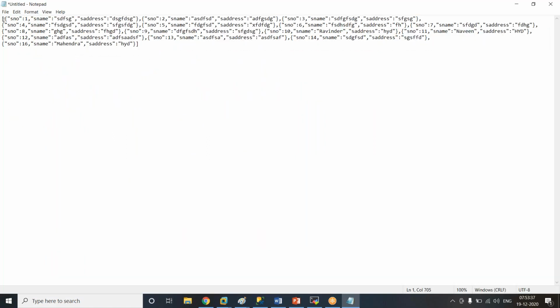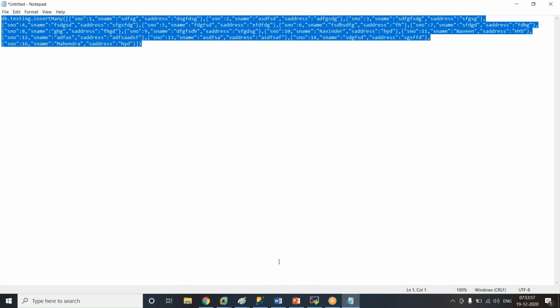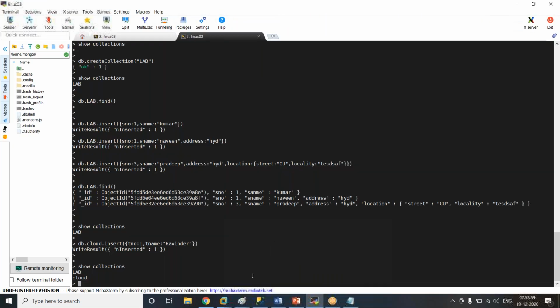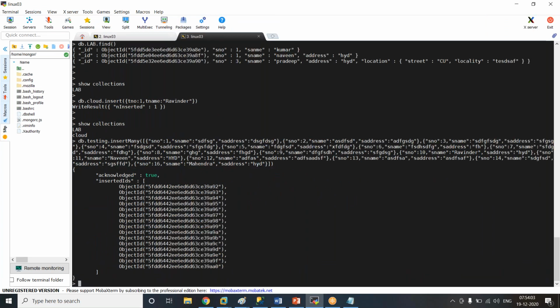Now I want to load this data into Mongo on the fly. db dot, I'm going to keep it as testing collection, insert many. You have to keep this function, insertMany, with parentheses. That's it. Now I want to migrate this data from SQL Server to Mongo: just pick up this query, go to Mongo and run this query. It will take the data automatically. So you migrated data from SQL to Mongo on the fly. Dot find, and you get the data here.